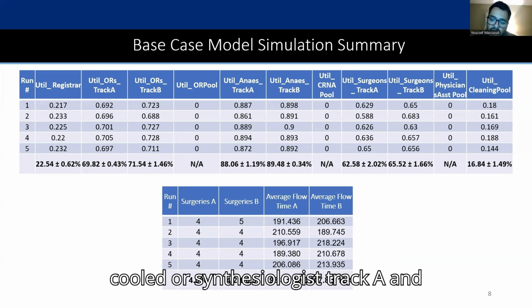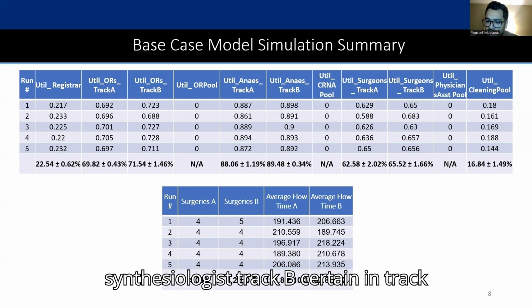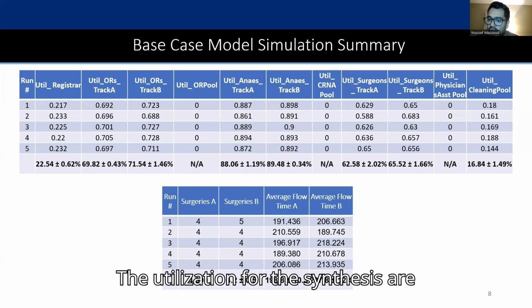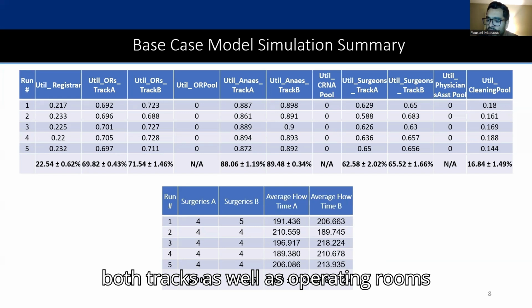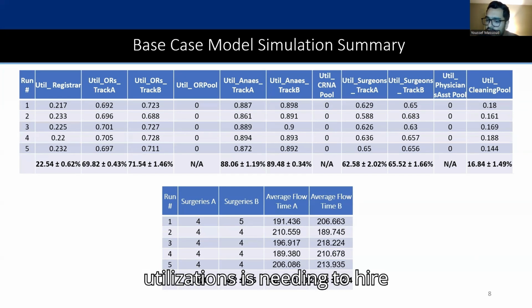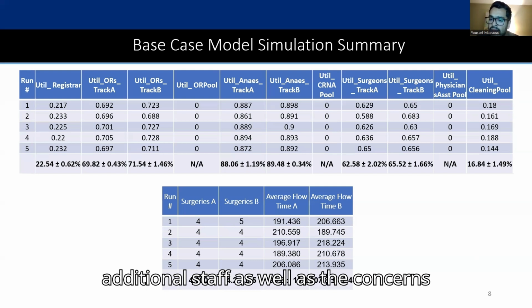Pooled ORs: anesthesiologist in track A, anesthesiologist in track B, surgeon in track A, surgeon in track B, physician assistant, and cooling utilization. As shown, the utilization for the anesthesiologists is high for both groups. The utilization for surgeons in both tracks, as well as operating rooms, also have concerning utilization rates. The biggest concern with high utilizations is needing to hire additional staff, as well as the concerns regarding burnout of current employees.